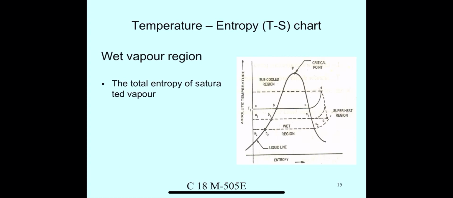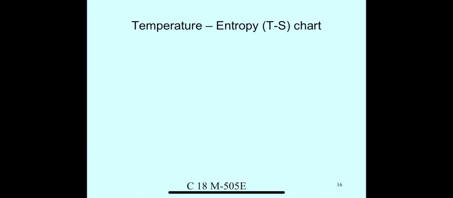In the wet vapor region, the total entropy of the saturated vapor SW equals S1 plus L by T. S1 is nothing but, as we already know, log of T by 273. So substitute S1 equals log of T by 273, and we can get the SW of the saturated vapor.